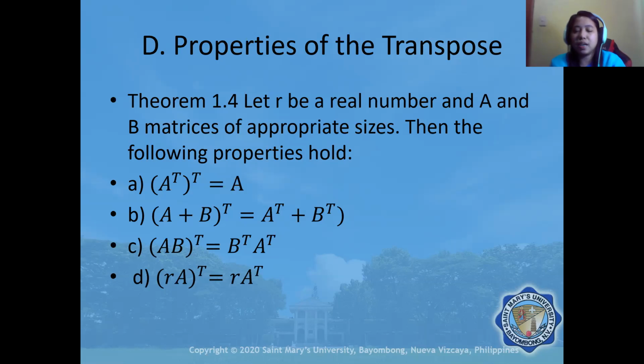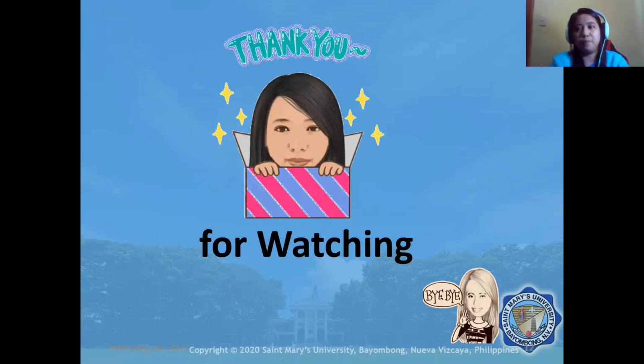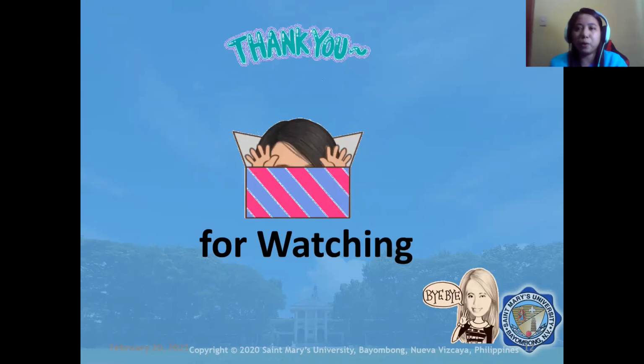Okay, for C, it is also distributive for the product. So (AB) raised to t is equal to B raised to t times A raised to t. Or even if we consider a scalar value for letter D. Okay, so your task will be to show the proofs of all the properties.